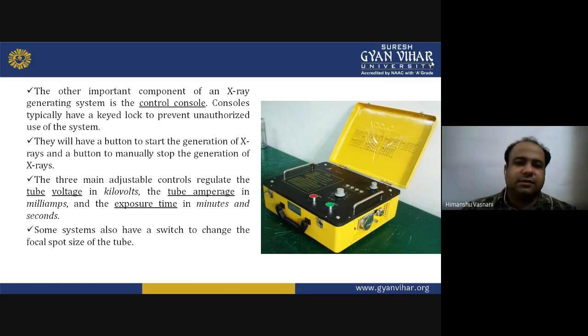Some systems also have a switch to change the focal spot size of the tube. This is an advanced feature. I have discussed focal spot in the previous slides. So we have a switch to change the focal spot size of the tube. Focal spot size, very good.